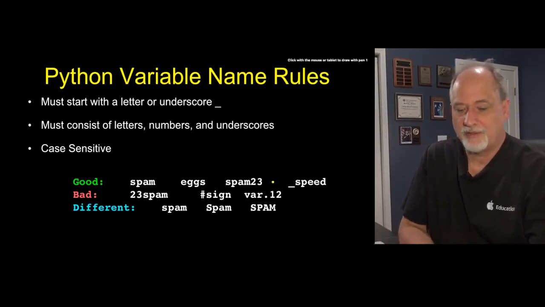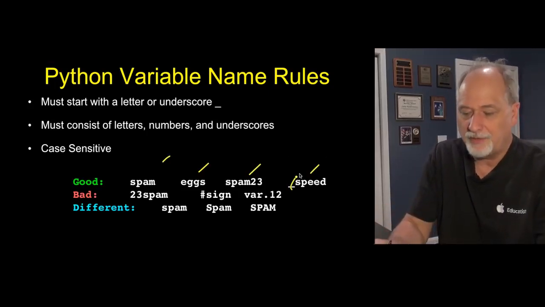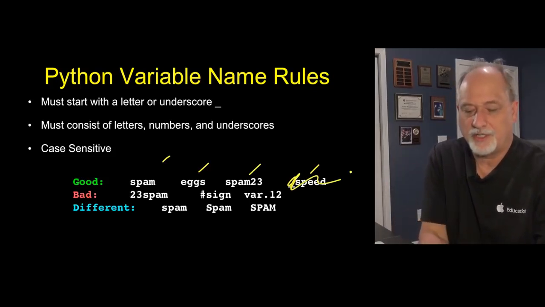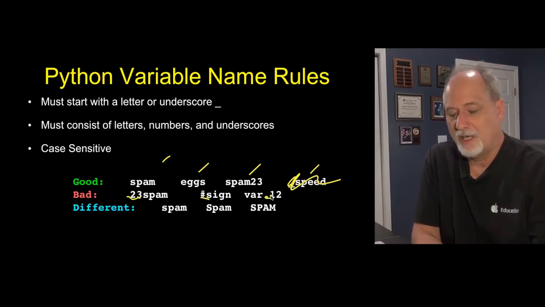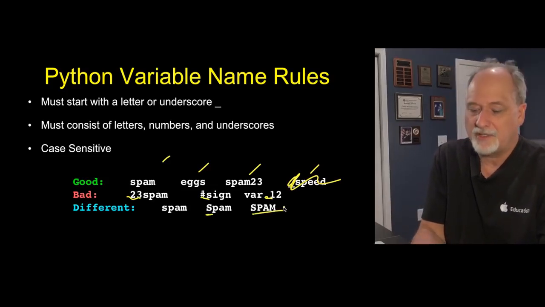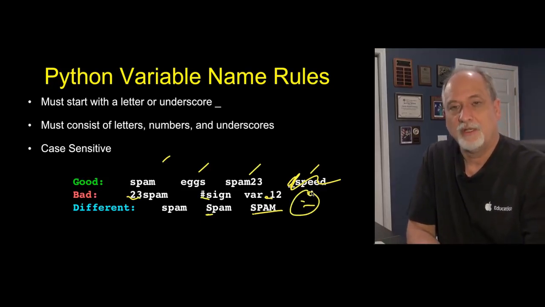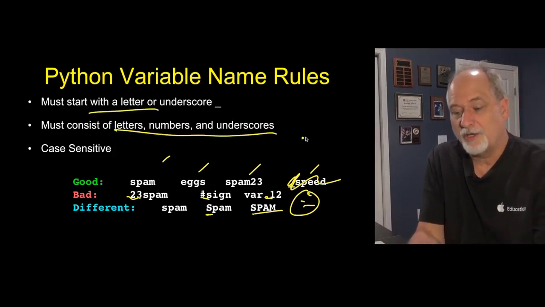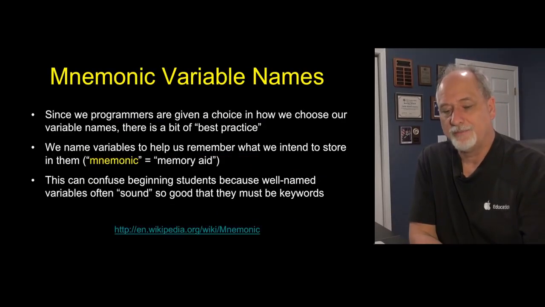So in this case, spam, eggs, spam23, and underscore speed are all totally legit. We would probably not use this one unless we were doing it because Python told us to use that variable. 23spam starts with a number, pound sign starts with a pound sign, and dot is not a legitimate variable character. And spam, capital Spam, and all-caps SPAM are different, but this is not something that you want to depend on too much. So that's just the rules for names. We tend to start them with a letter and then use letters, numbers, and underscores. Underscores, other than the first character, are generally pretty common, and you'll see those used a lot.